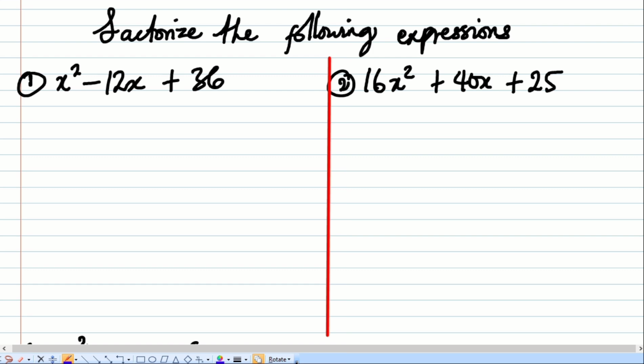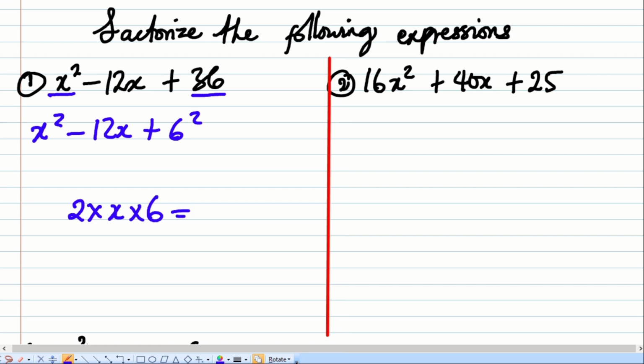Now I want to confirm if it's a perfect square trinomial, and then we can easily factorize. Now remember, if it's a perfect square, number one, the first term will be a square, the last term will be a square. So let's rewrite this. This will be x squared minus 12x plus 6 squared, because the 6 is the same thing as 6 squared. Now we're saying that this is a perfect square trinomial if the middle term is 2 times the first term, which is x, times the last term, which is 6. So 2 times x is 2x, 2x times 6 is 12x. So this is indeed a perfect square.